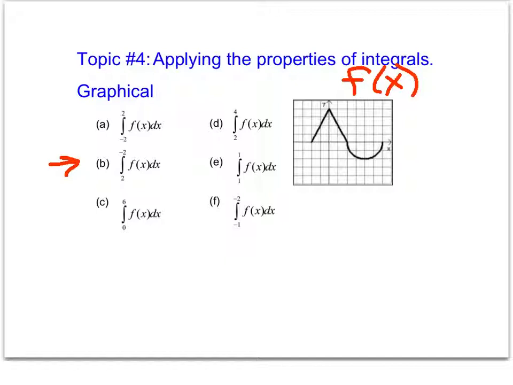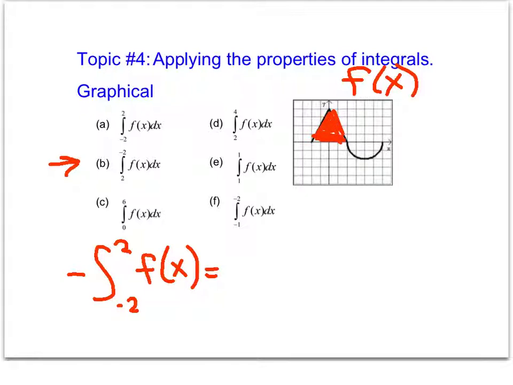Now, what's wrong with that? Do you notice that the limits are out of order? So for a problem like that, then we would take the opposite, and we put the limits in the correct order, from -2 to 2 of f of x. So again, we would be actually finding the area again of this portion, and we notice that it is a positive value, but because we need to take the opposite of that, it would be the opposite of whatever that area is. Okay?